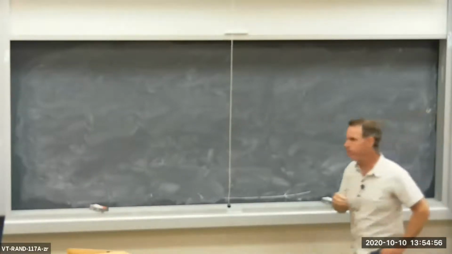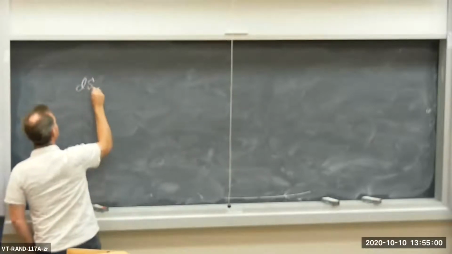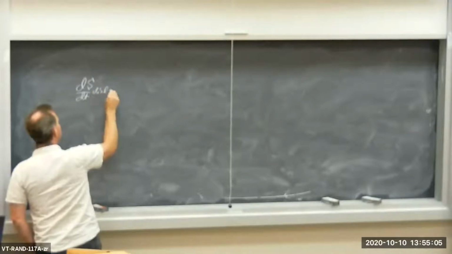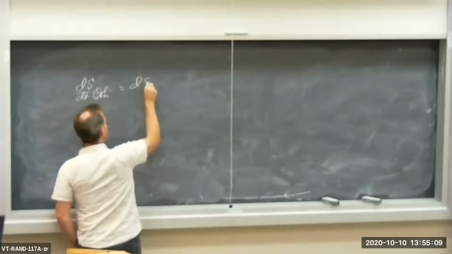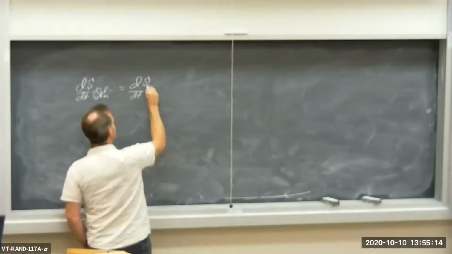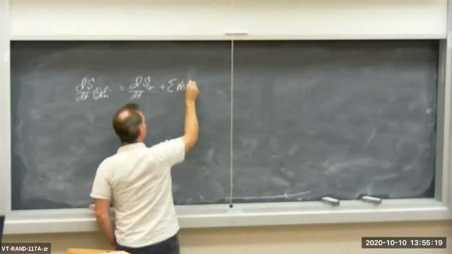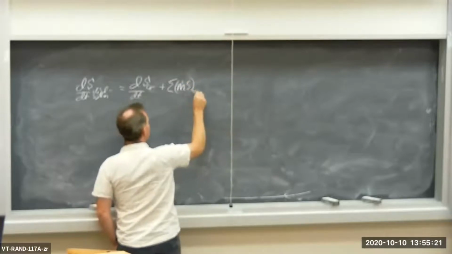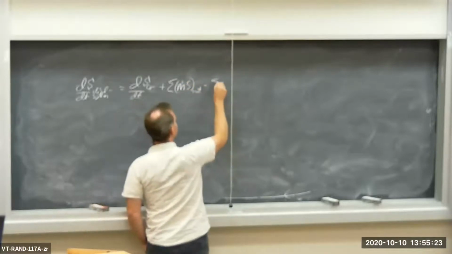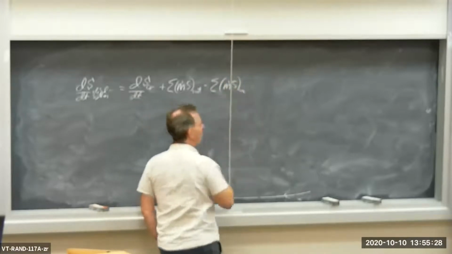ds dt for the closed system is equal to ds dt for my control volume, my open system, plus the sum of m dot s over all outlets minus the sum of m dot s over all inlets.